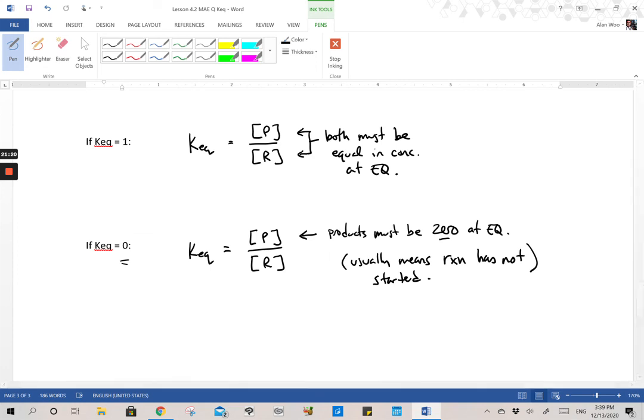So once you figure out what these KEQ values are, what these equilibrium constants mean, they do actually give you a lot of information about the equilibrium itself. And that's what we'll take a look at next class. We'll kind of see through graphs and through calculations how these equilibrium constants play out.